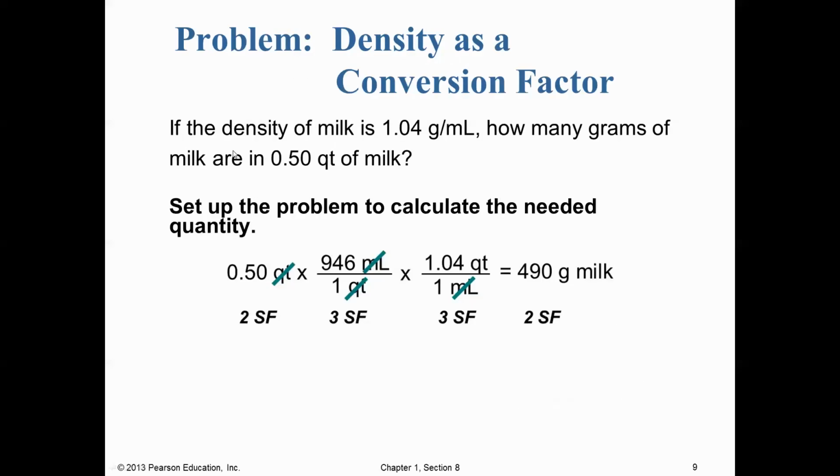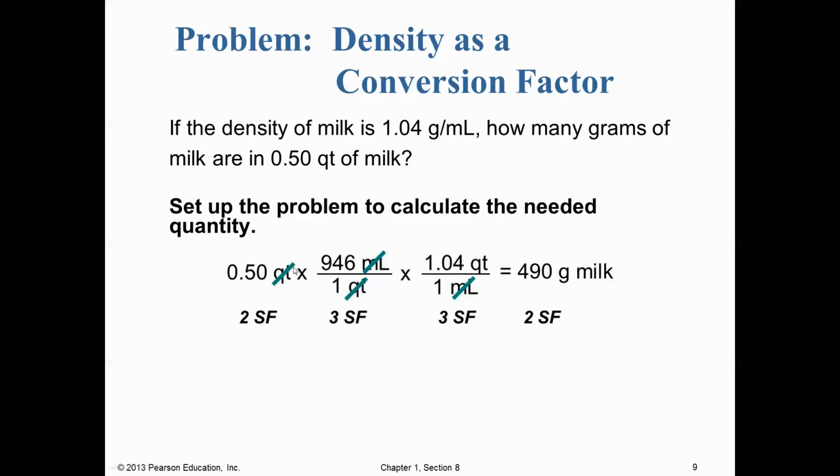And in our example right here, if the density of milk is 1.04 grams per milliliter, how many grams of milk are in 0.50 quarts of milk? So again, we get our equalities from that equations and constants file. We have 0.50 quarts right here. That's measured. Someone had to measure our volume of milk, and that's known to 2 sig figs. And 946 milliliters per quart. We use this conversion factor here.